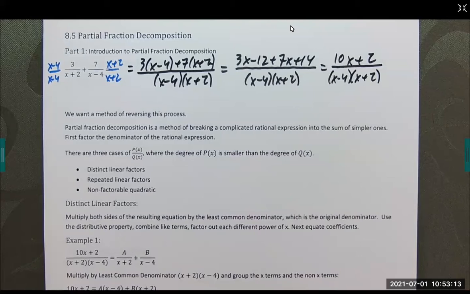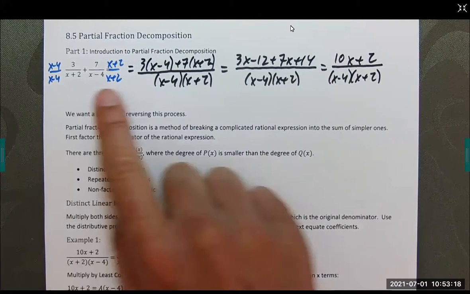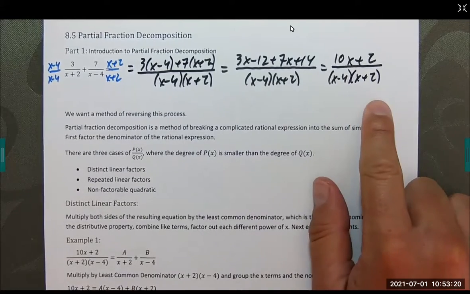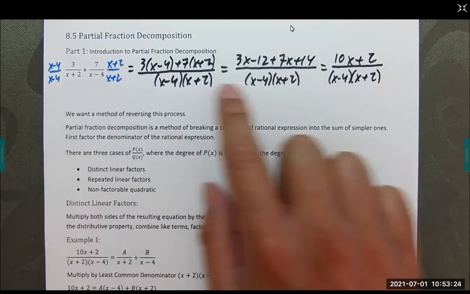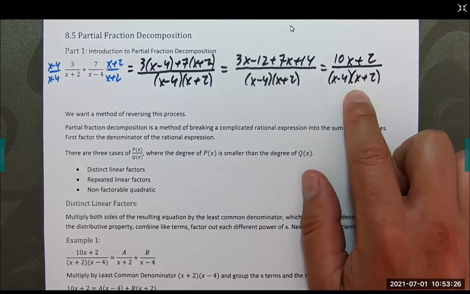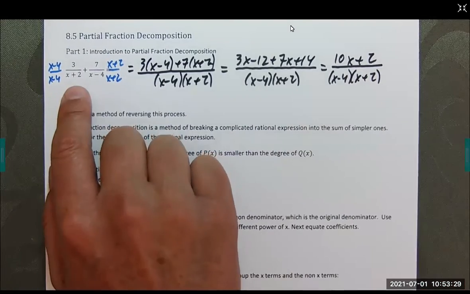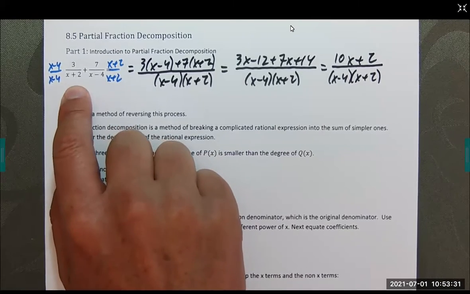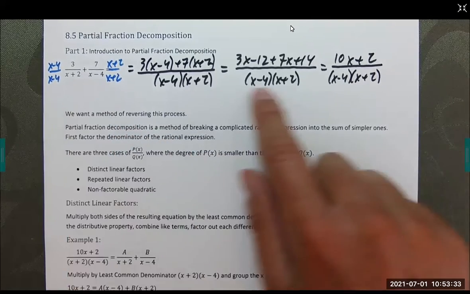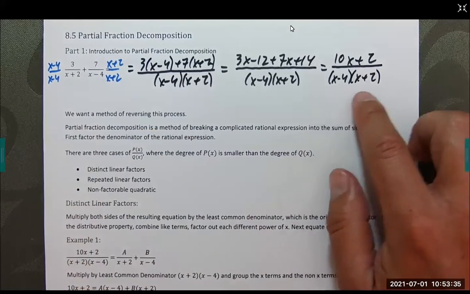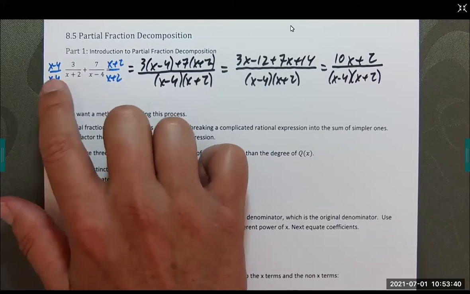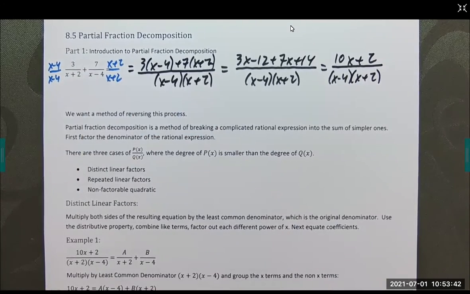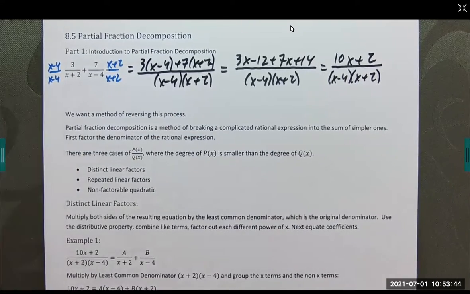So what have we accomplished? Well, not a whole lot, but the whole point of this is we know how to go from here to here. We just did that. We're now going to learn how to go from here to here, meaning a more complicated rational expression to a couple of less complicated rational expressions. The reason that we would even want to do this is because doing calculus to this is awful. Doing calculus to this is one step, one each. Very easy to do. So we want a method of reversing this process.